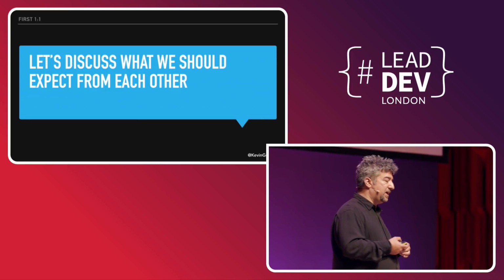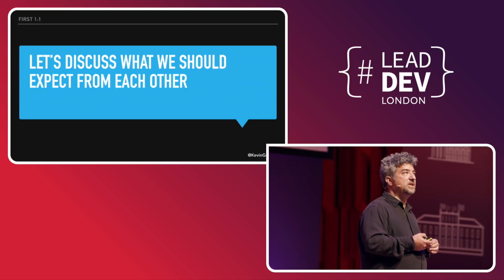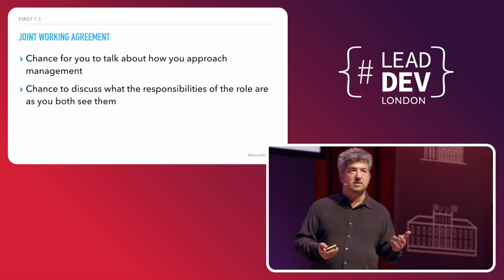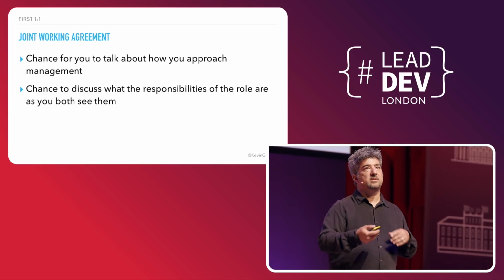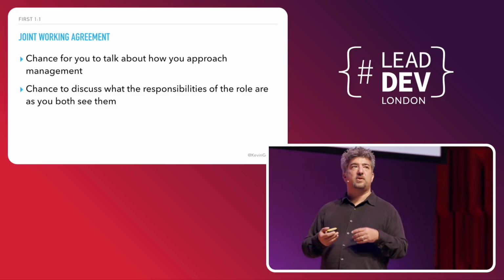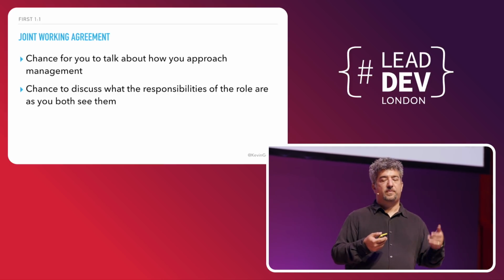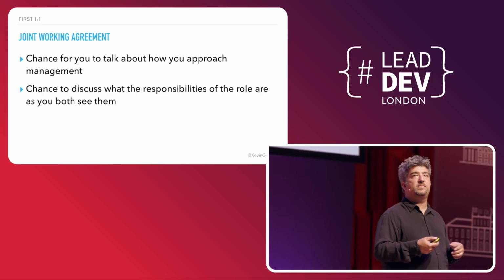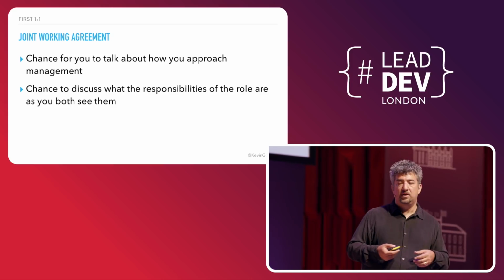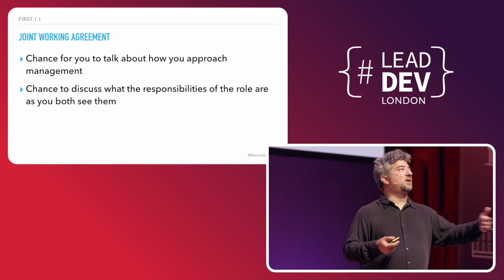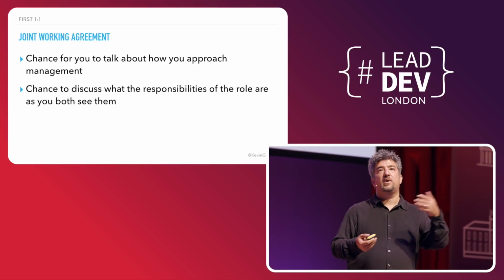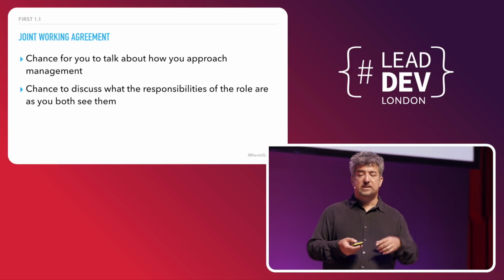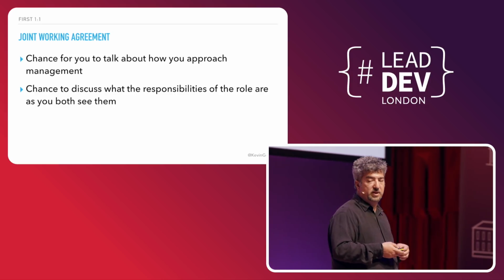We'll sit down and say, let's discuss what we should expect from each other. Because what we're going to do is build a personalized joint working agreement between the two of us. We're going to write our own job descriptions for each other. Customized, personalized. This process is a chance for you to talk about how you approach management, essentially do your manager README. And it's a chance for them to say what they want for themselves. This works very well with the process Melinda was talking about as well. It dovetails with it.